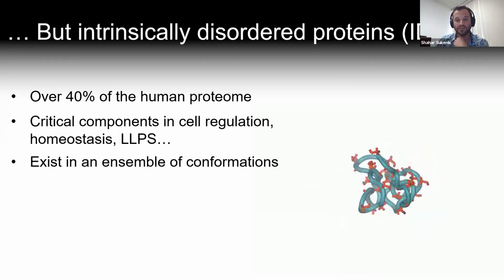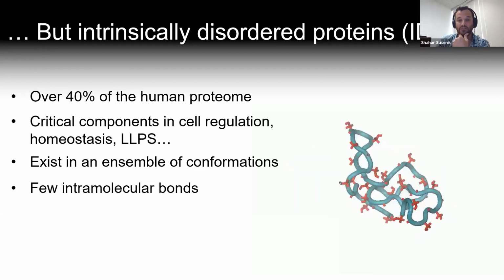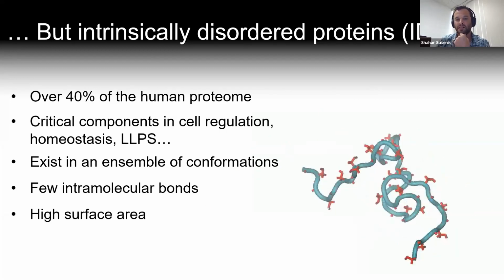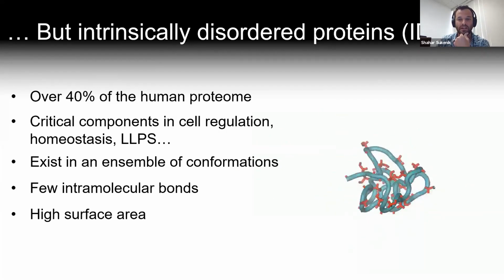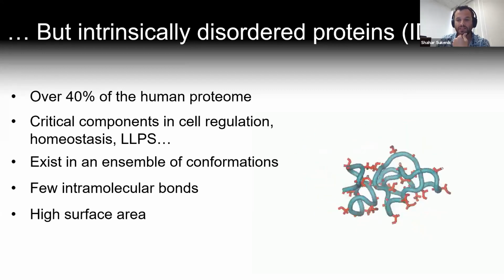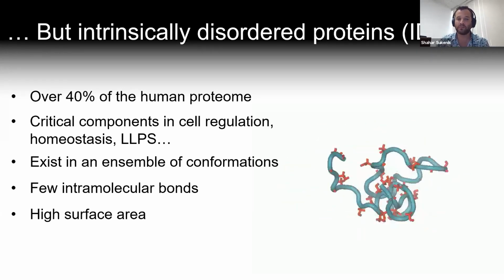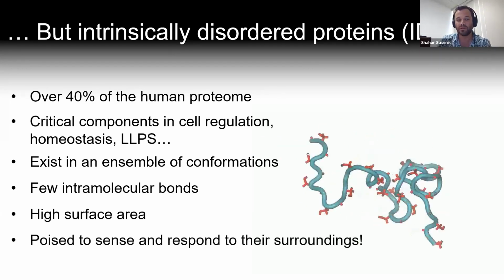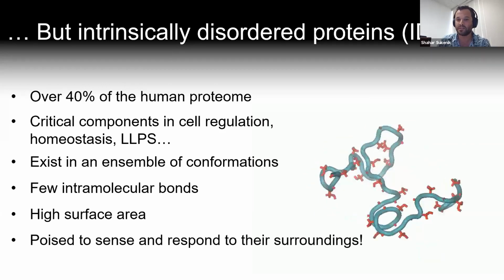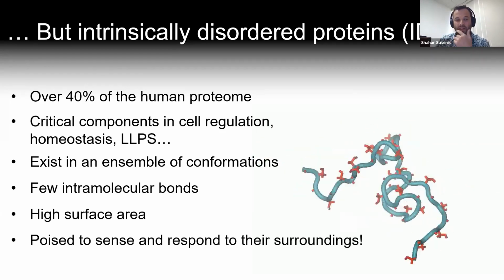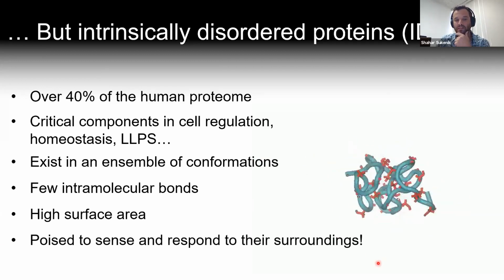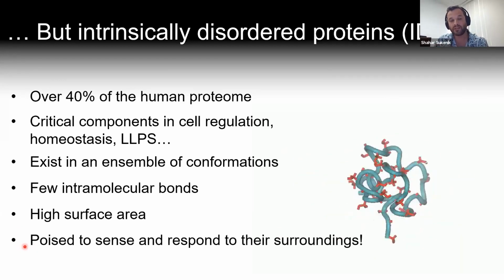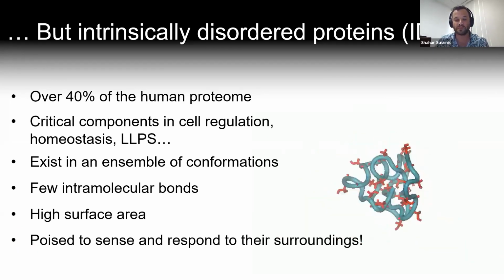And these ensembles, especially compared to well-folded proteins, have very few intramolecular bonds and have a high degree of surface area, as you can see from this trajectory here on the right-hand side. And so it's this confluence of few intramolecular bonds and a high degree of surface area that really makes these sequences poised to sense and respond to their surroundings. And so this is really our entry point. This is really the question that we're interested in. It is, how does the cellular environment interact with these disordered ensembles?